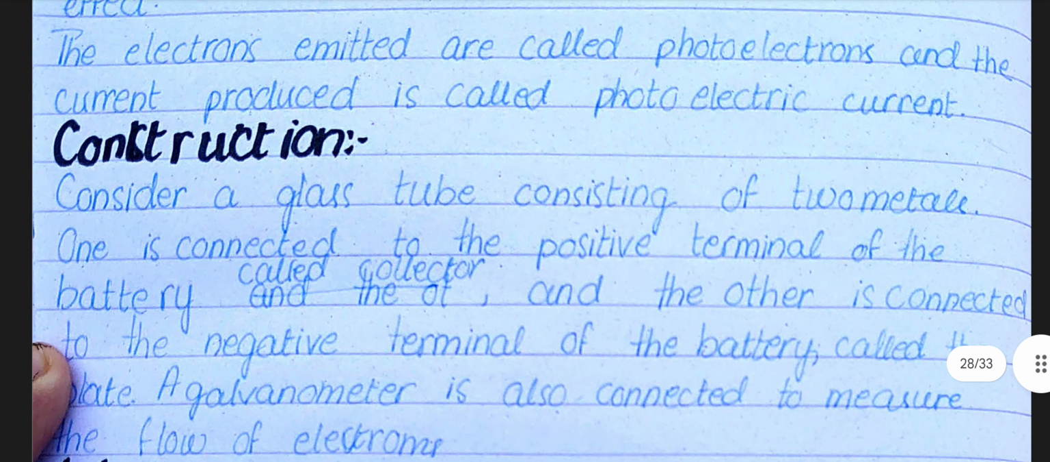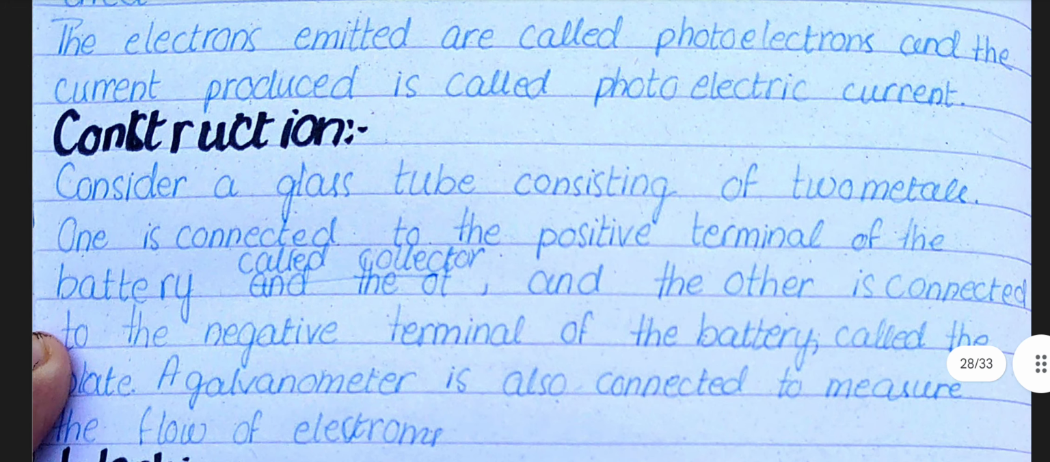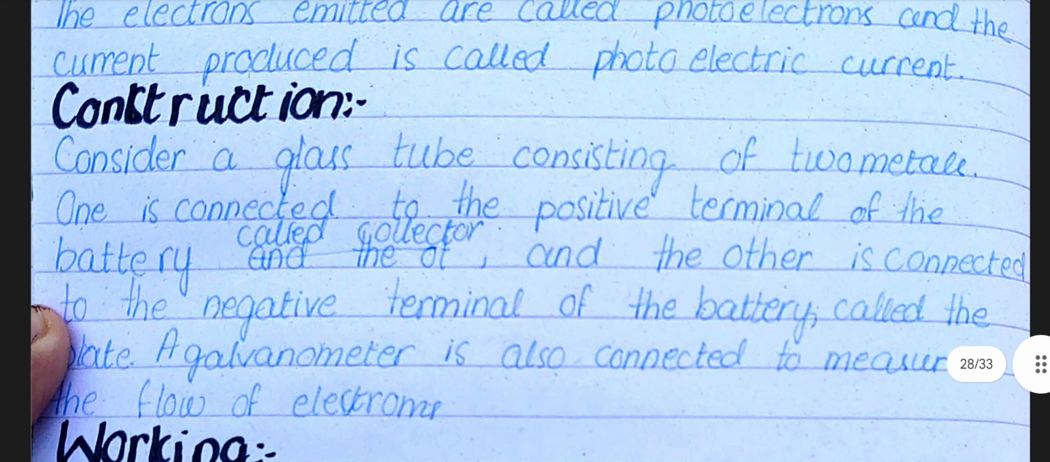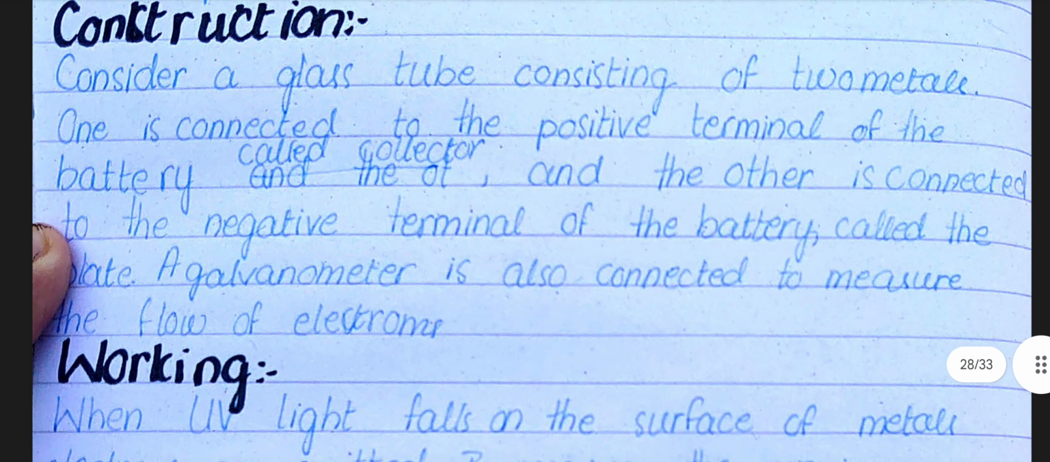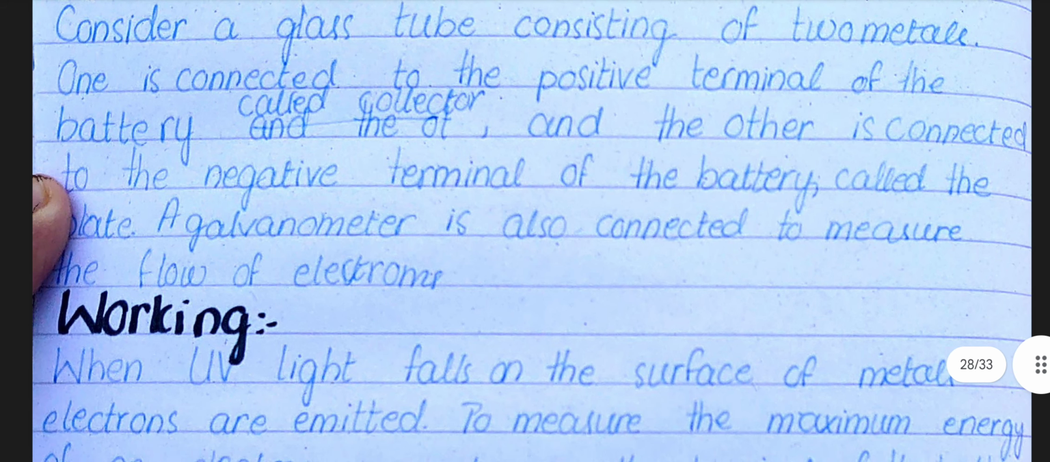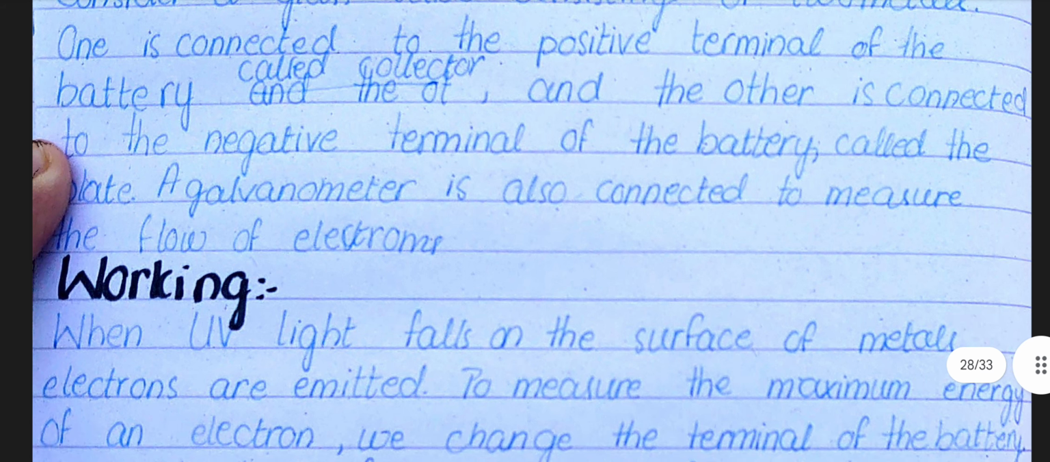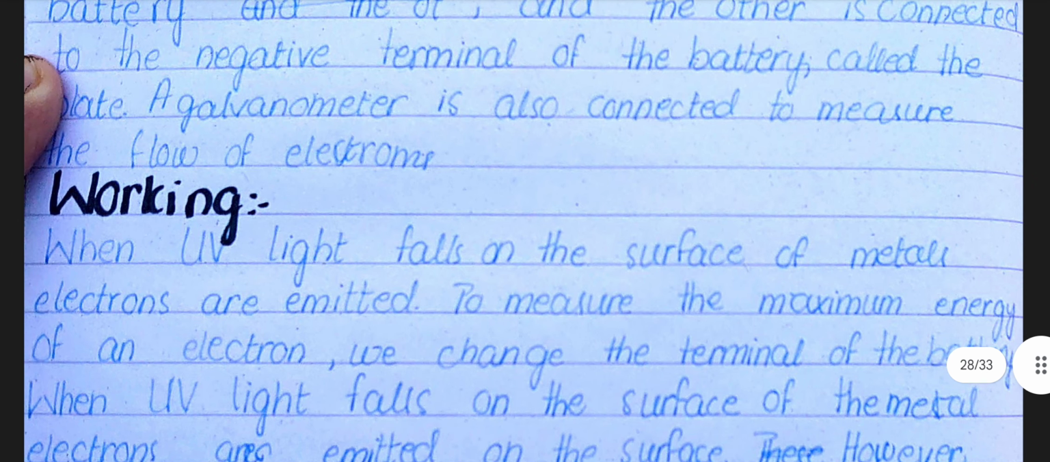Construction: consider a glass tube consisting of two metals. One is connected to the positive terminal of the battery, called the collector, and the other is connected to the negative terminal of the battery, called the plate. A galvanometer is also connected to measure the flow of electrons. Working: when UV light falls on the surface of the metal, electrons are emitted.